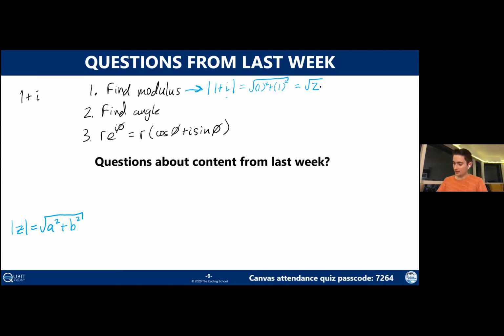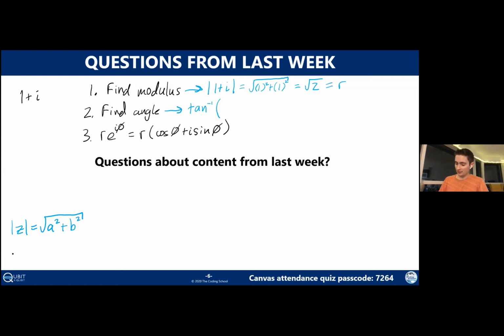Okay, and in this final formula in step 3, we call this thing r. So we found our r is square root of 2. Next up, we're going to find the angle. Now remember, the angle of a complex number is a very similar idea to finding the angle for polar coordinates. So we use this inverse tan formula.